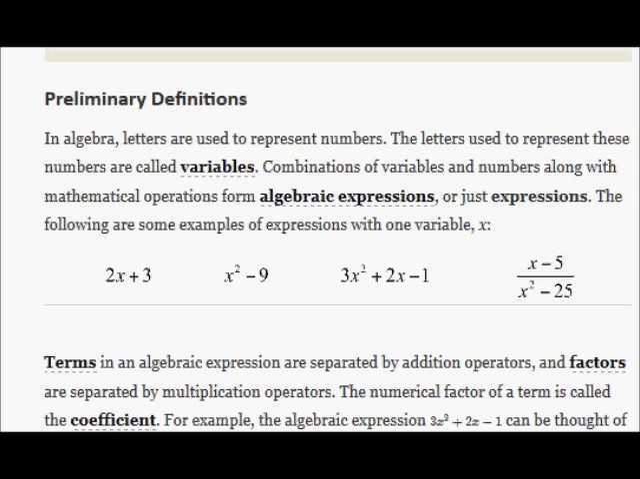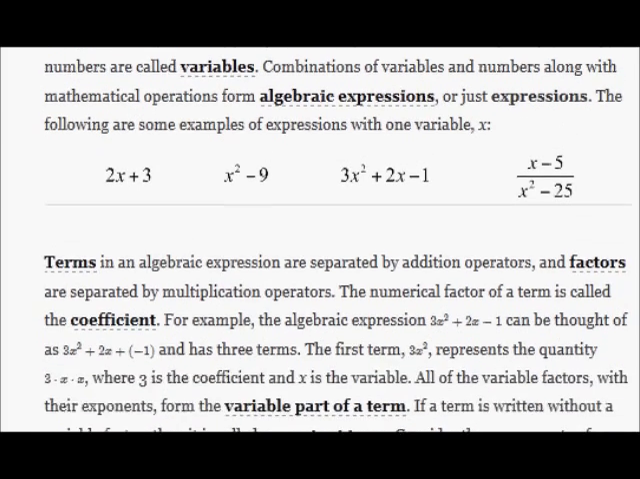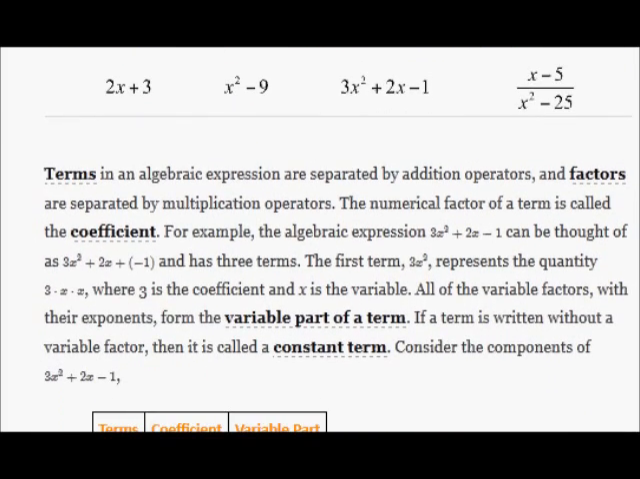And here's some expressions that are a little bit more complicated. 3x squared plus 2x minus 1, and another one which has a numerator of x minus 5 and a denominator of x squared minus 25. So, what are terms? Terms in an expression are separated by addition operators, and factors are separated by multiplication operators.